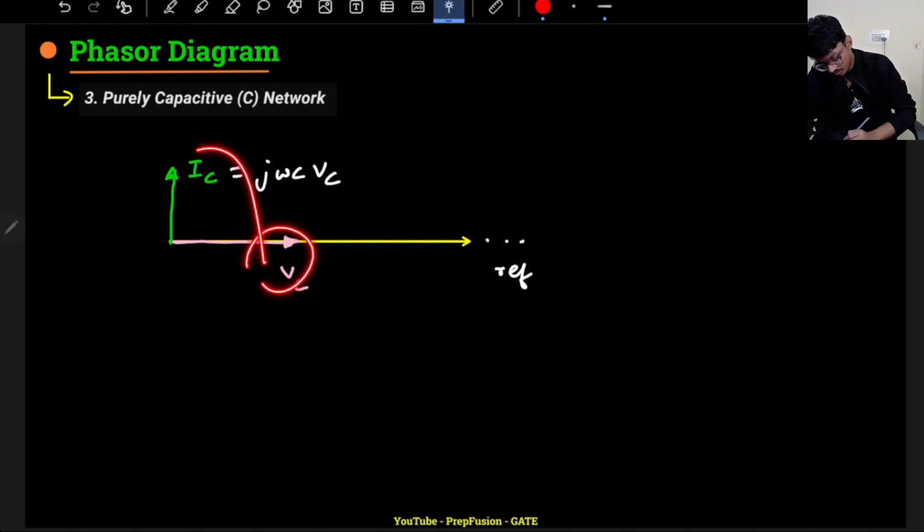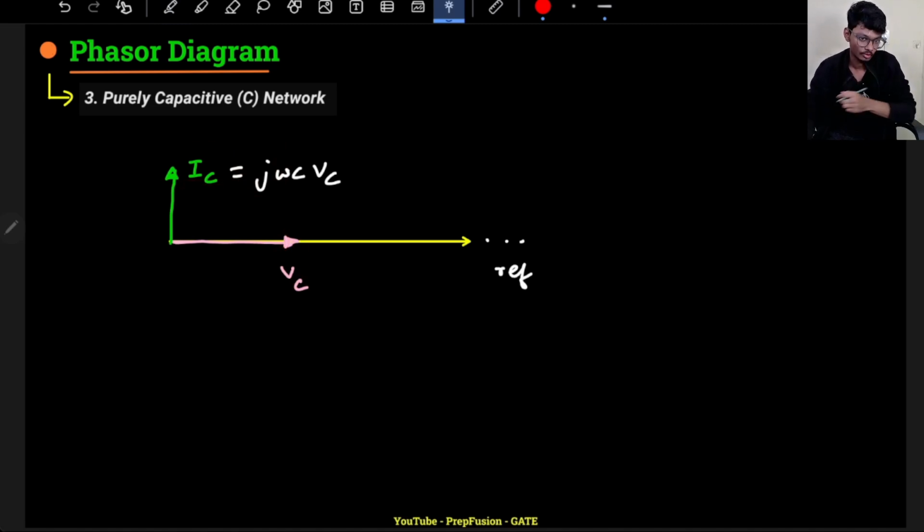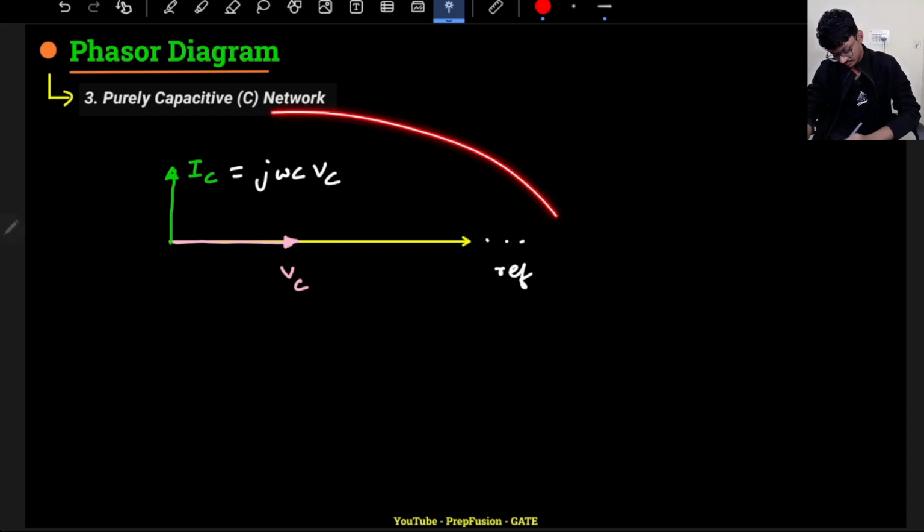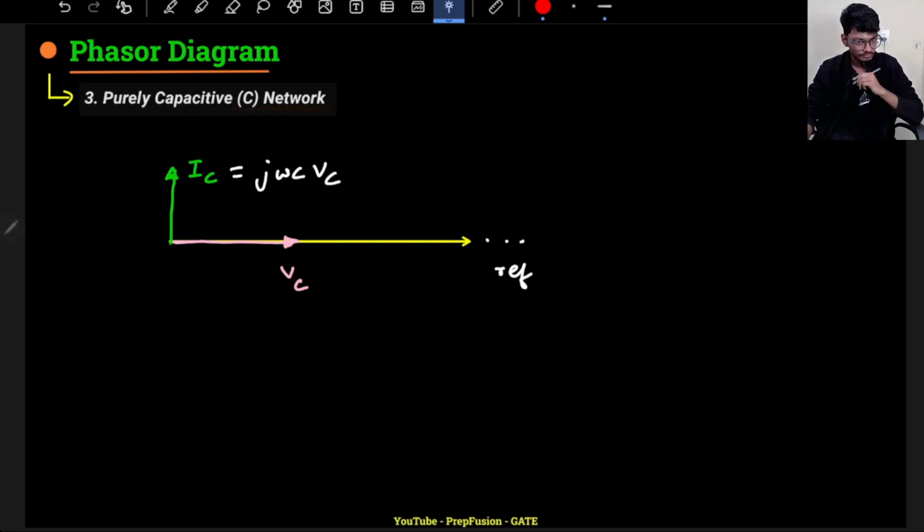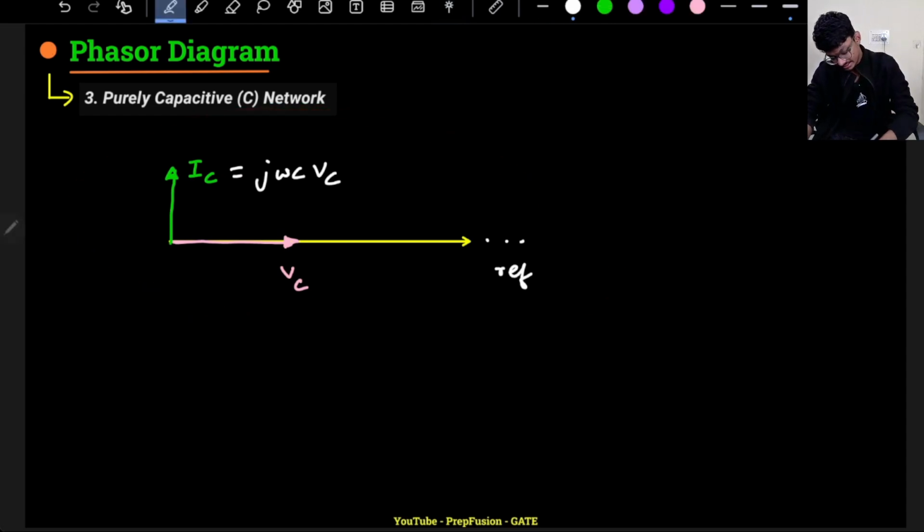From voltage, if I want to come back to this, I have to multiply j. That means I have to move in the positive anti-clockwise direction. Okay, I hope you have understood this point. This is the phasor form of a capacitor. Other way around also you can write. You can write the IC here first as the reference, and your voltage will simply lag the current.